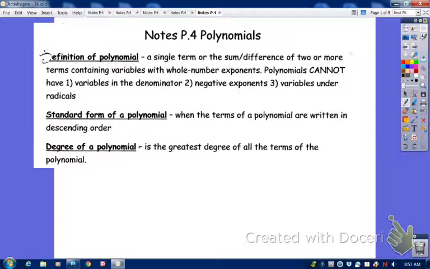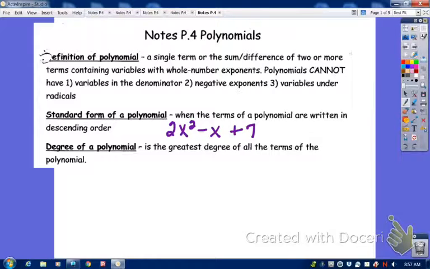Something like, I'm writing in white on white, which is really stupid. Something like 2x squared minus x plus 7. So when they say standard form, when you're checking your answers in the back of the book, your polynomial will be in the order where the highest exponent term is written first. So the x squared comes first, the x to the 1 comes second, and the 7 is called a constant because it does not have a variable.